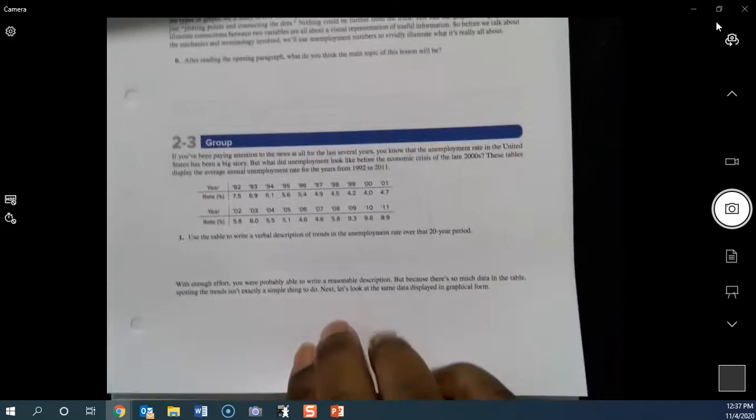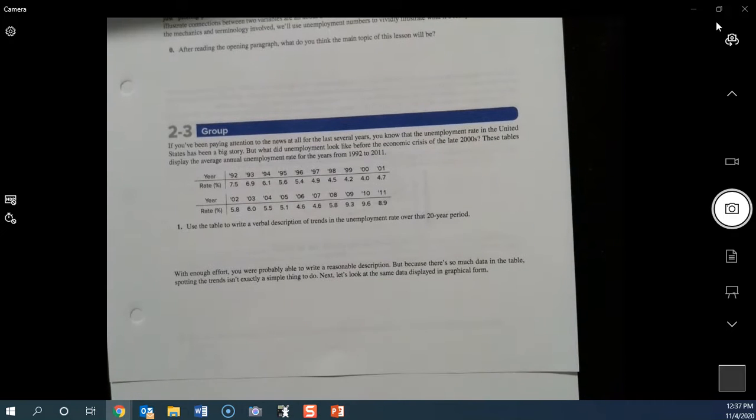Okay, now, it says if you've been paying attention to the news at all for the last several years, you know that the unemployment rate in the United States has been a big story. But what did unemployment look like before the economic crisis of the late 2000s? These tables display the average annual unemployment rate for the years from 1992 to 2011.